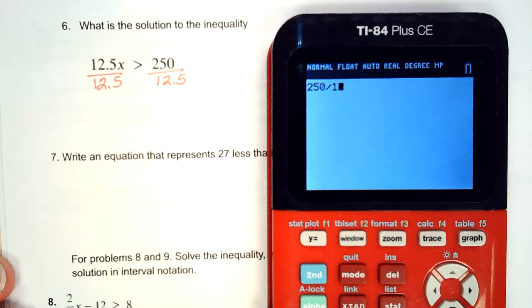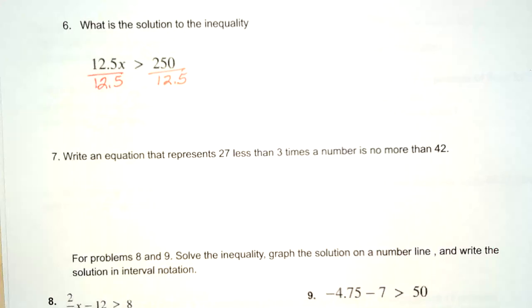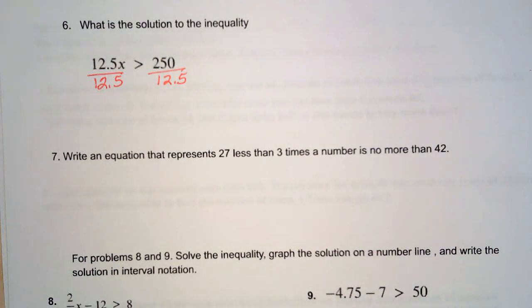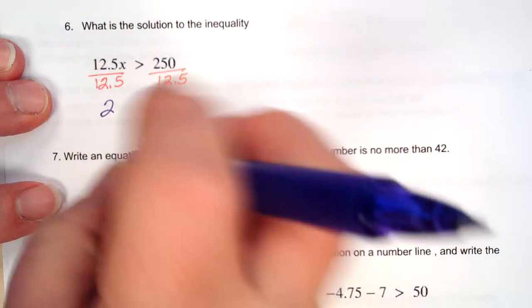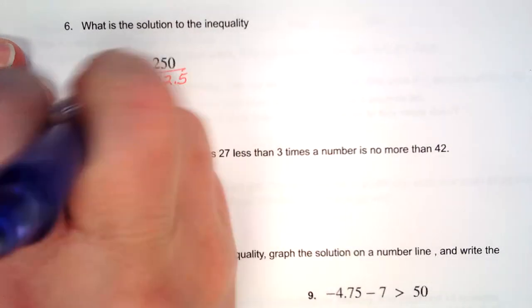$250 divided by 12.5 is 20. So x is greater than 20.